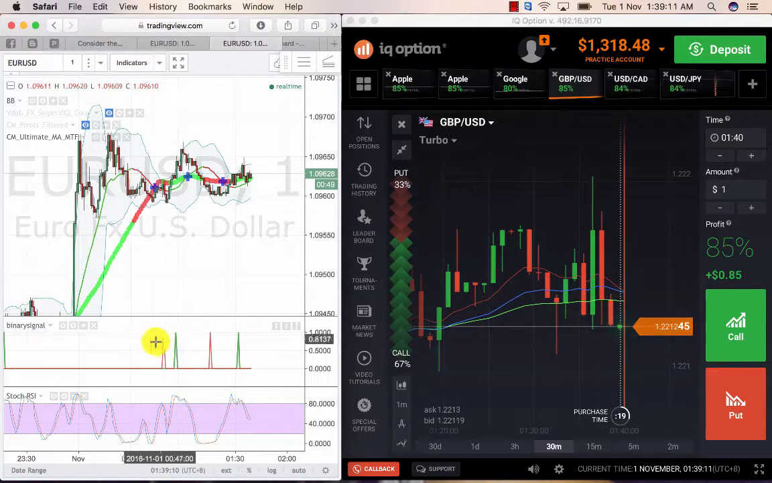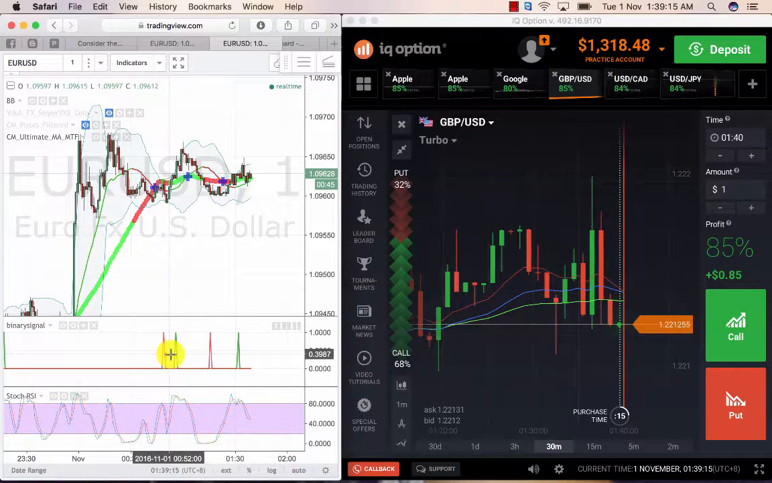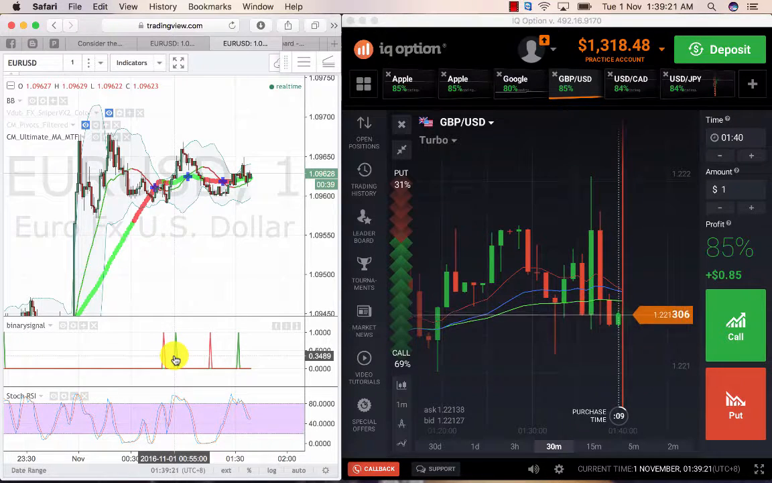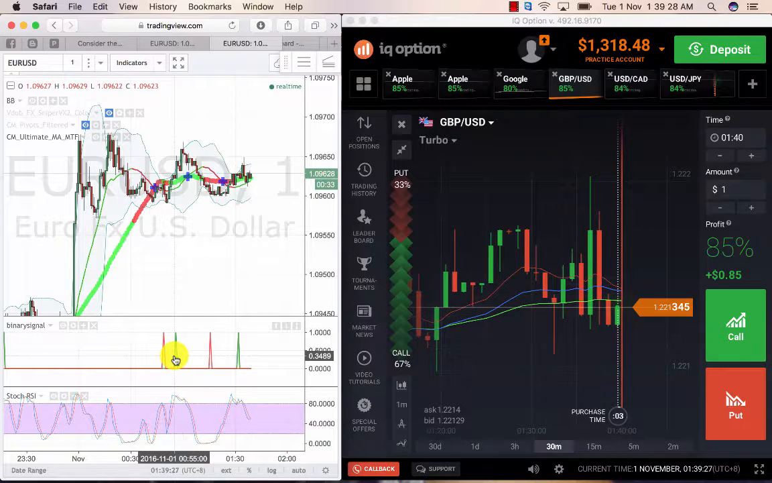This is the signal that I have, as you can see. How are you going to use this, and what is the strategy, the specific steps in using this kind of signal that I have created.